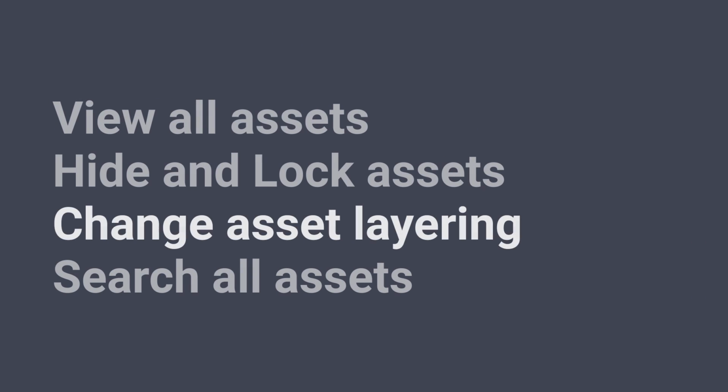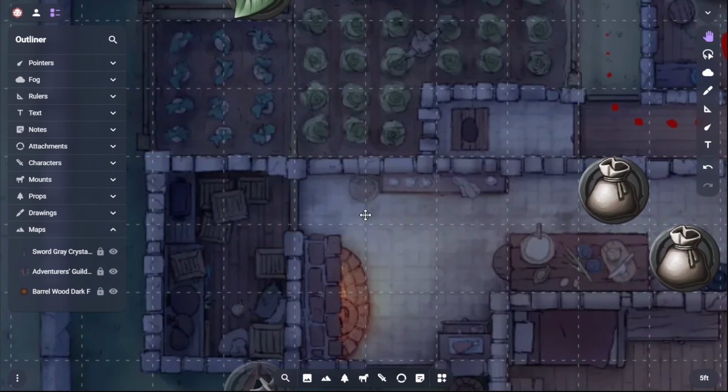Now let's see how to change asset layering for situations when you want to alter which images are in front and which are behind. You might need to change asset layering to bring an image to the front after it was obscured by another.